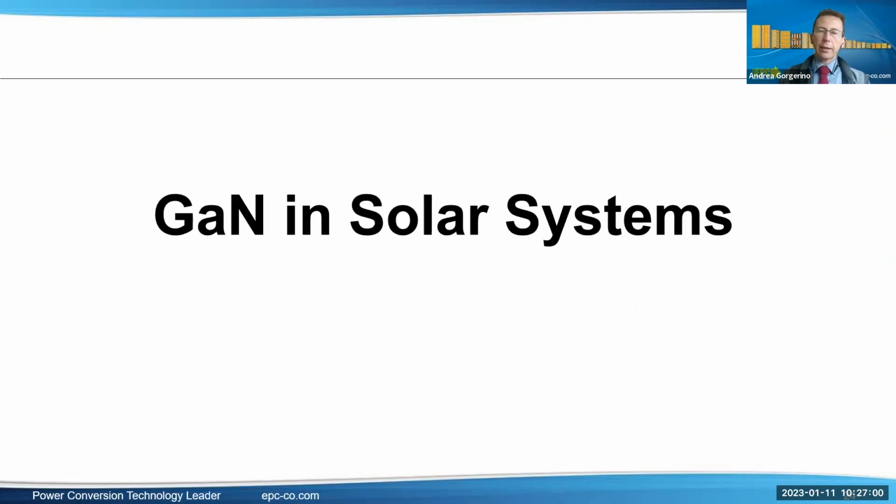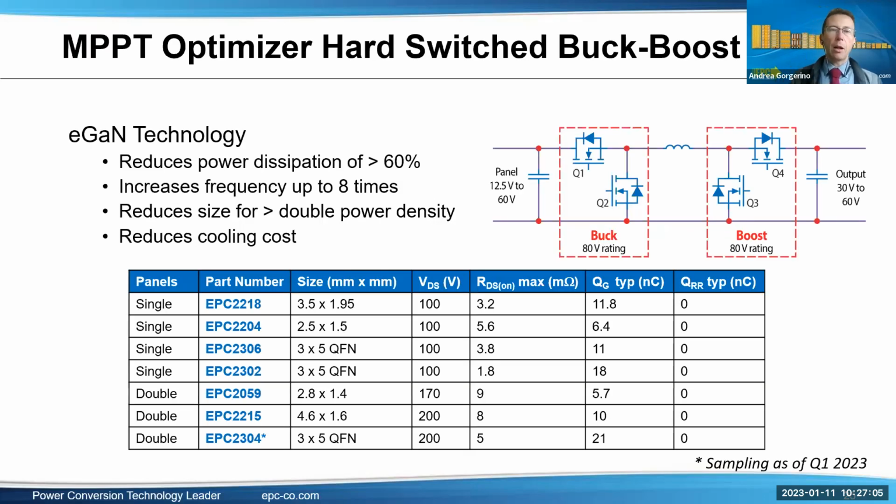So very quick, let's take a look at some of the devices that can be used in solar systems. First, the MPP optimizer, which is typically a hard-switched buck-boost topology as shown here. The devices that are used, since these MPPTs are connected directly to the solar panel, are typically 100-volt rated devices. So 2218 and 2204 are the most common ones, as well as the QFN GaN FETs that we offer now, like 2302 and 2306.